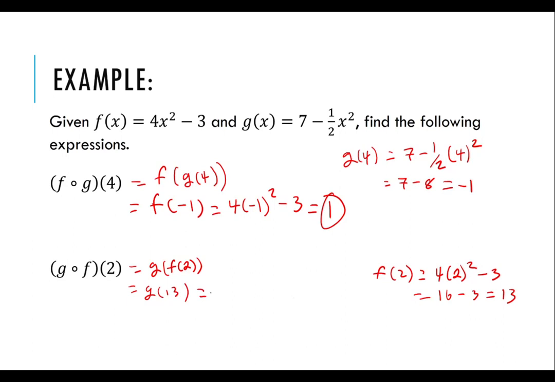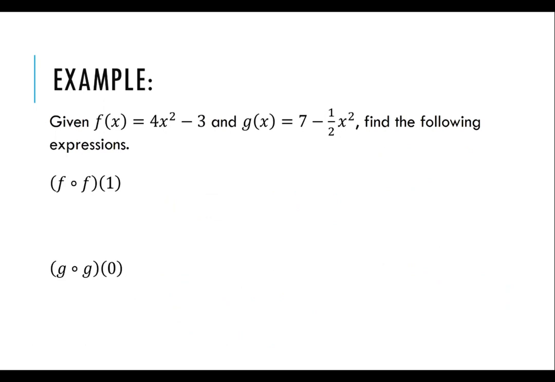Then find g of 13, that is 7 minus 1/2 times 13 squared. 13 squared is 169, so this is 7 minus 169 halves. We need to find common denominators, so 7 is multiplied by 2 over 2. That's our 1 in disguise, so that's 14 halves minus 169 halves, which is negative 155 halves.